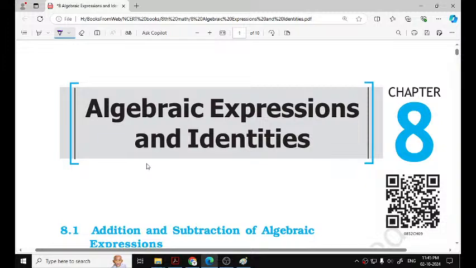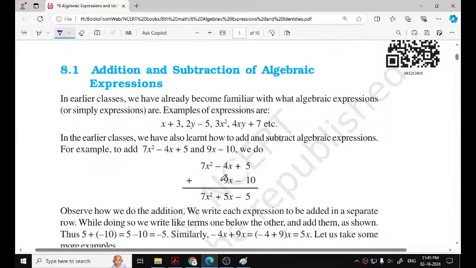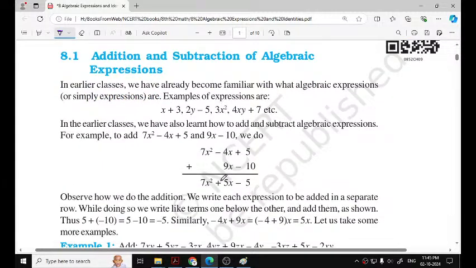Maths chapter 8, Algebraic expressions and identities. Addition and subtraction of algebraic expressions. Let us first try to understand what are algebraic expressions. These are examples of such expressions.